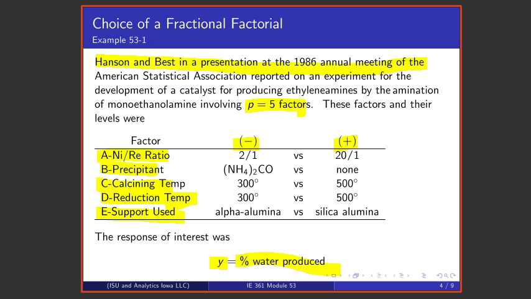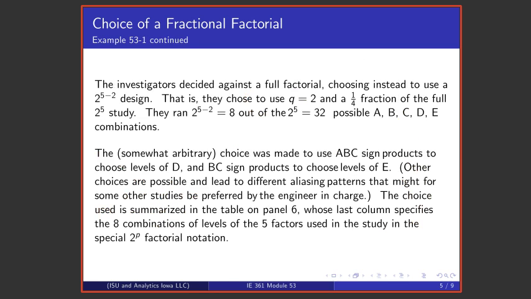Now, there are 5 factors. If one takes all possible combinations of those 5 factors, the requirement would have been to make 32 different catalysts. In fact, the investigators decided against that and rather decided that they wanted to consider only a quarter fraction of the 2 to the 5th possibilities. That is, they ran 8 out of the 32 possible A, B, C, D, E combinations.